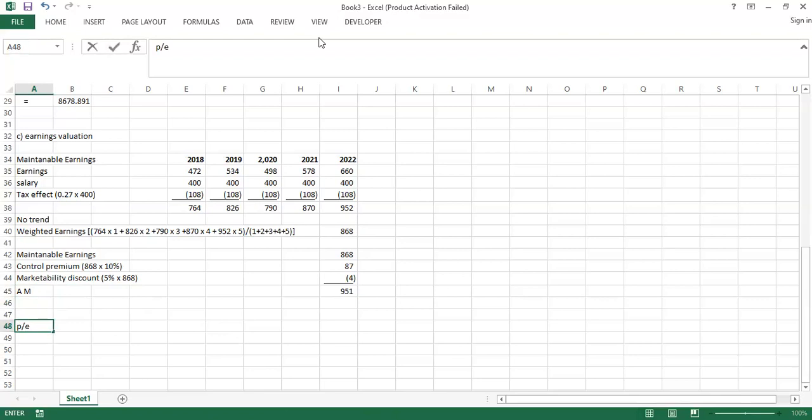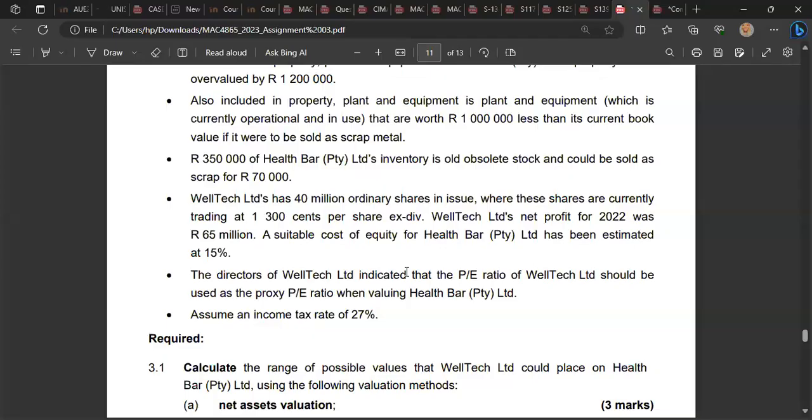So where do you get that from? You get that here, right? This is where they said, let's see, the directors of WorldCheck indicated the price earnings ratio of WorldCheck should be used as a proxy for the price earnings ratio in evaluating HealthPath.